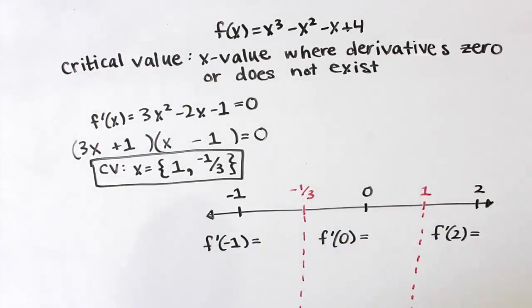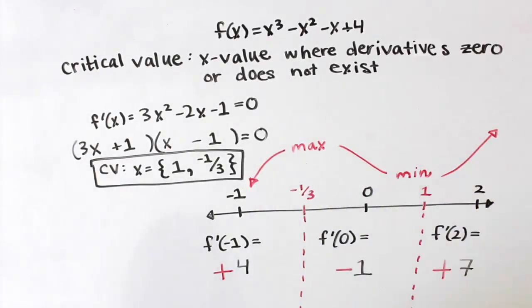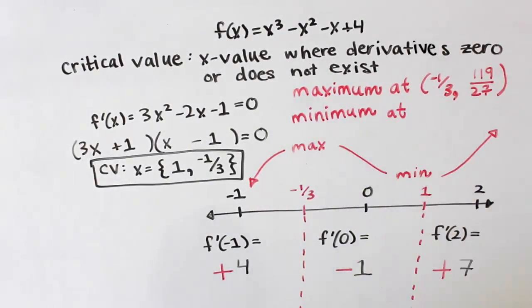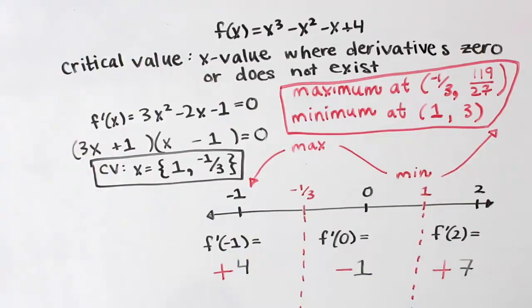We find that the derivative changes from positive to negative at x equals negative 1/3, and from negative back to positive at x equals 1. So we have a maximum at negative 1/3, 119/27, and a minimum at 1, 3.